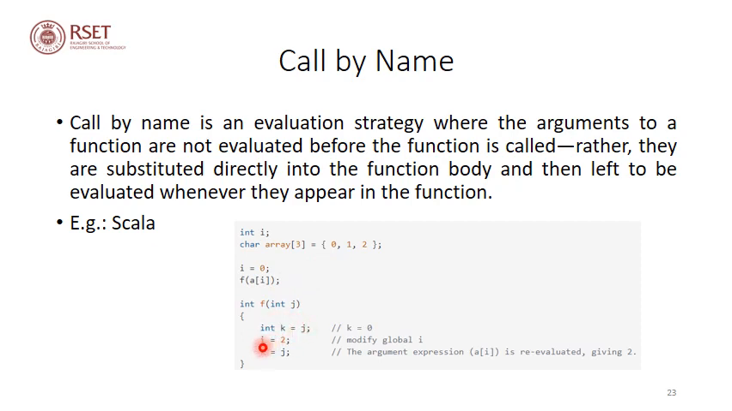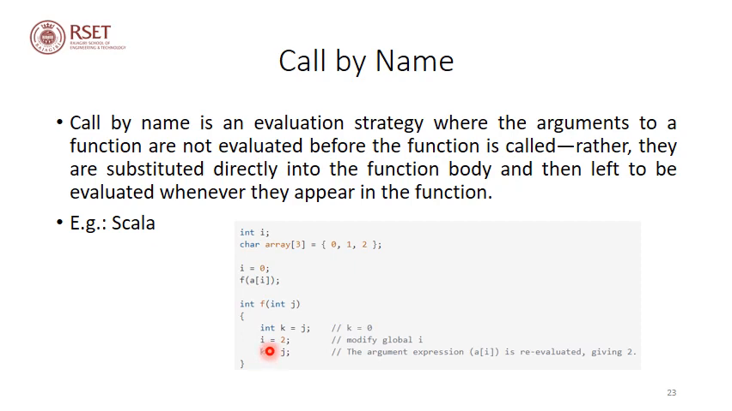Next, we are modifying the value of the global variable I to 2. Notice that we had passed a of I as the parameter to f. Now since we have modified the index, a of 2 is this one, which is 2. So the j value will be re-evaluated and become 2. The next assignment, k equal to j, will assign the value 2 to k.